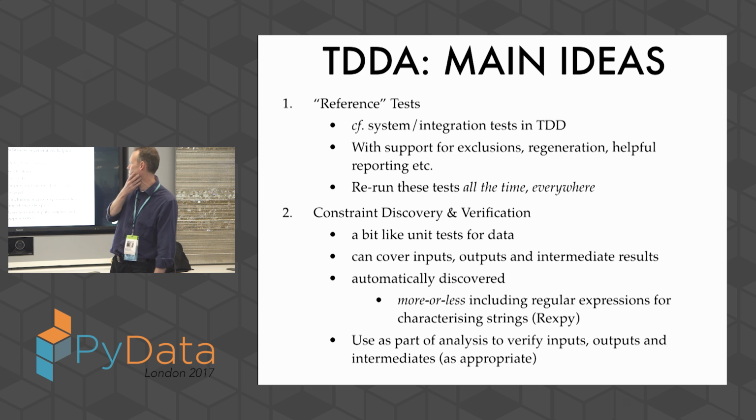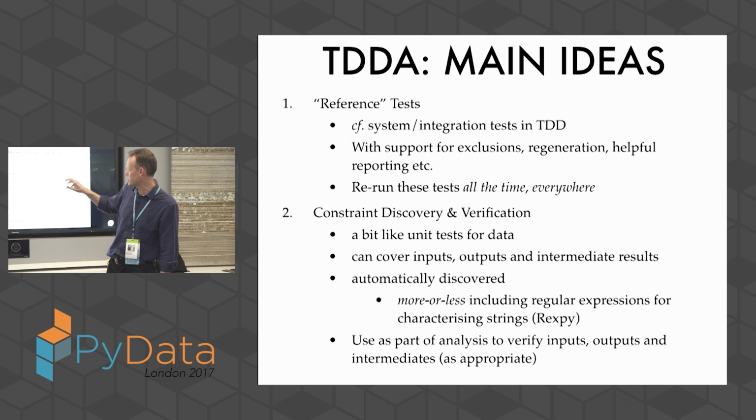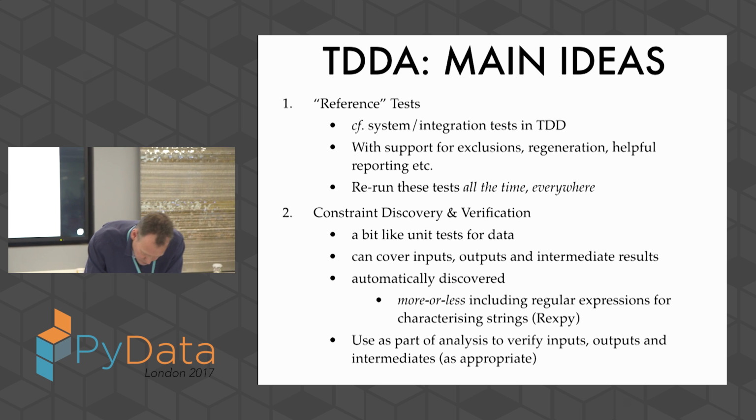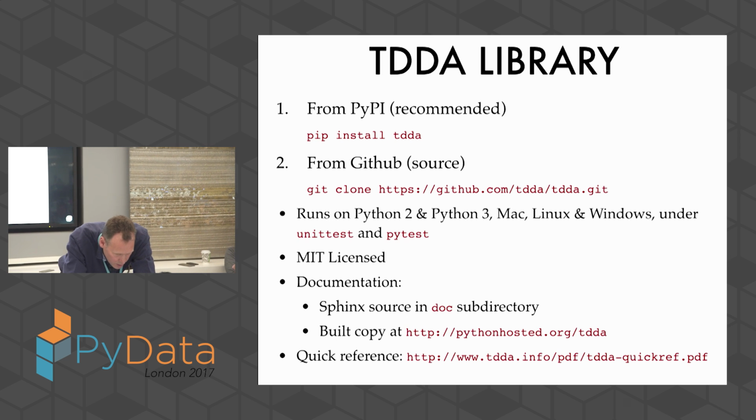And I said 2.5 ideas. The third idea, which is sort of implemented in the library, but not in the constraint bit, is some fancy stuff for characterizing strings with automatically discovered regular expressions. But we'll come to that.